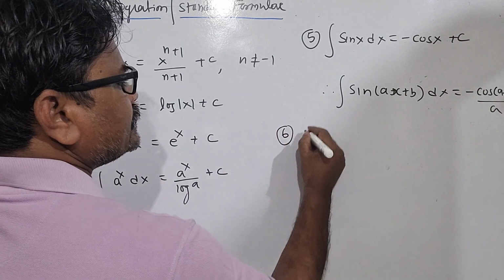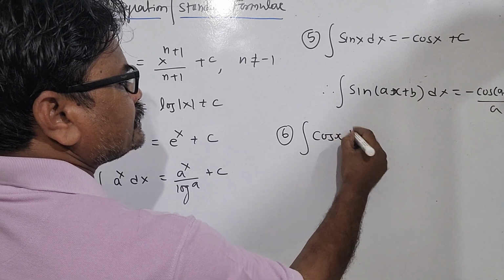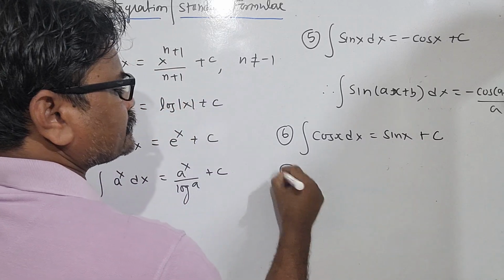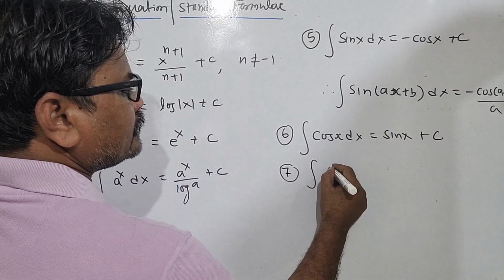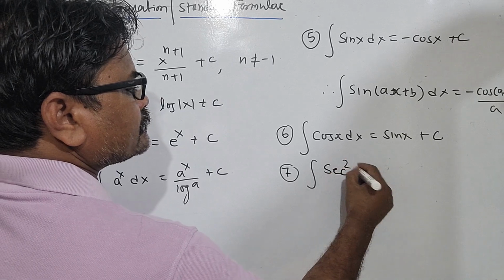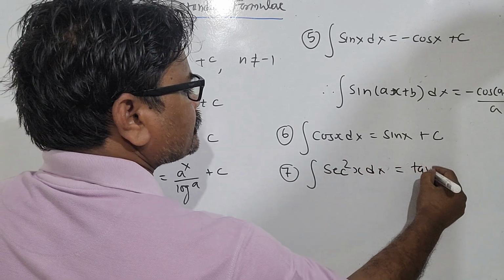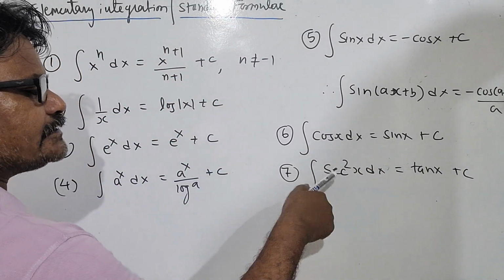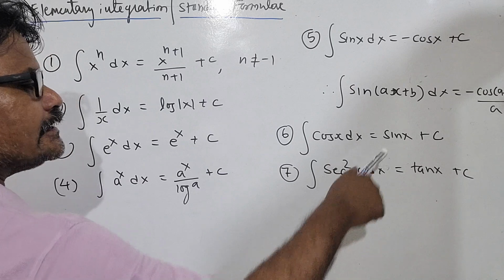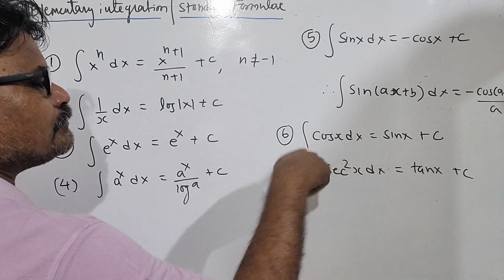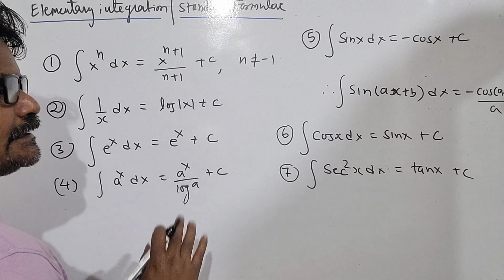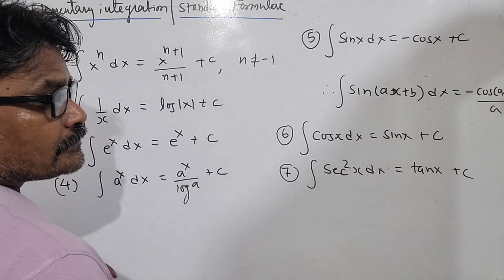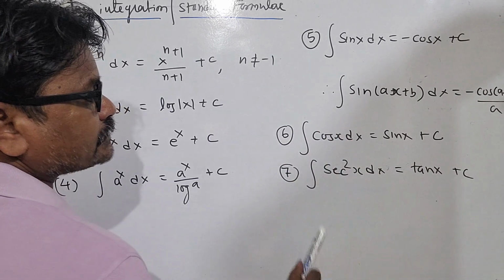Sixth one is integration of cos x dx, that is sine of x plus c. Seventh one is integration of sec square x dx, that is equal to tan x plus c. The reason is very simple. The derivative of tan x is sec square x. Therefore, integration of sec square x is tan x. Okay. The derivative of sin x is cos x. Therefore, integration of cos x is sin x. That is very simple because integration is the reverse process of differentiation. Correct. And we all know that the derivative of tan x is sec square x.